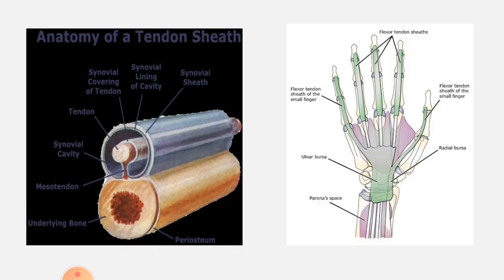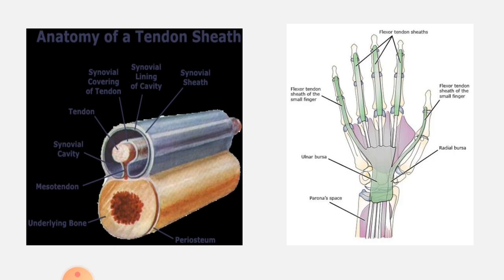So if you look at the left sided image, you can see the anatomy of a tendon sheath. You can see the bone, which is an underlying structure, and then you can see the mesotendon where the blood vessel and nerve vessels run. You can see the two layers of the tendon sheath. The outermost is the parietal, and the inner one is called the visceral layer, which is attached to the tendon. And between these two layers, you can see the synovial fluid.